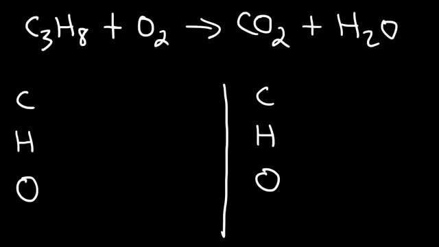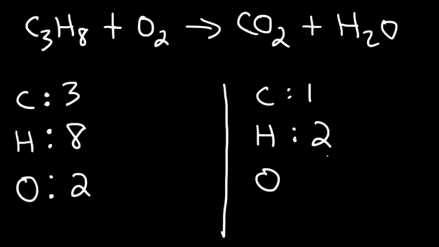Now let's make a list of the number of atoms of each element that we have on both sides of the chemical equation. So on the left side, or on the reactant side, we have 3 carbon atoms, 8 hydrogen atoms, and 2 oxygen atoms. On the right side, we only have 1 carbon atom. Now we have 2 hydrogen atoms, and for the number of oxygen atoms we need to perform addition, because we have 2 in carbon dioxide but only 1 in H2O. So 2 plus 1 will give us 3.